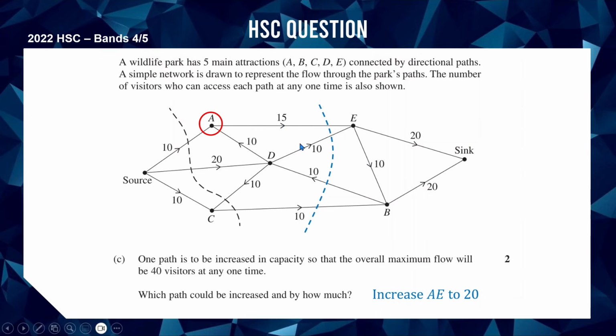That's the band 5 part, because it does rely on you not just looking at these 4 edges, but looking at where they come from and seeing if there's potential to improve any of them. But AE is a pretty good answer, and the justification will get you the 2 marks for the 2022 HSC question.